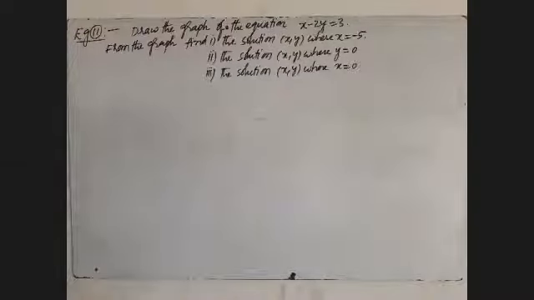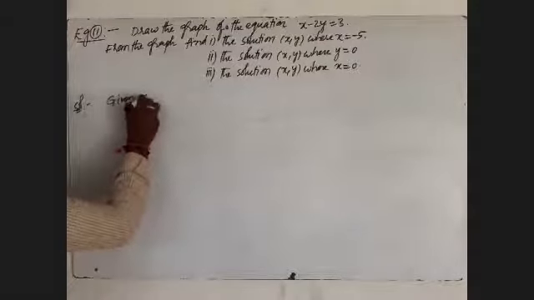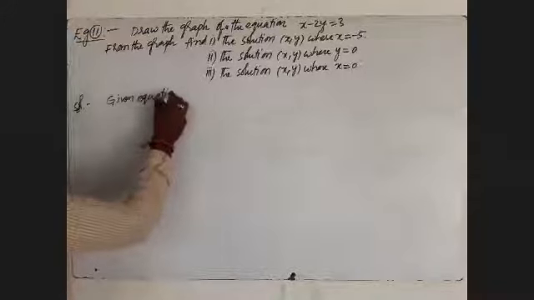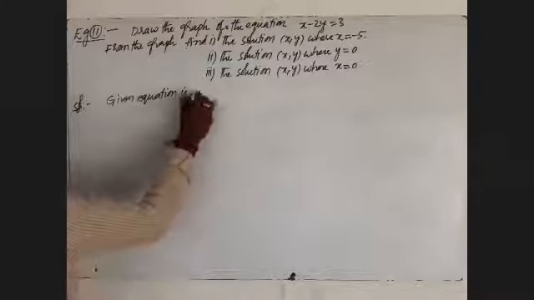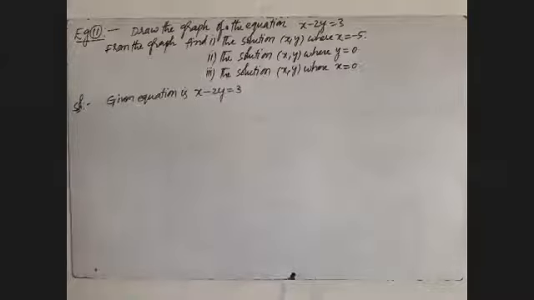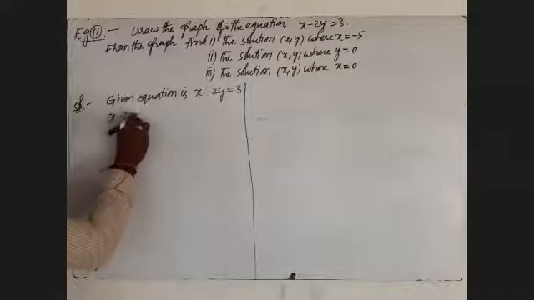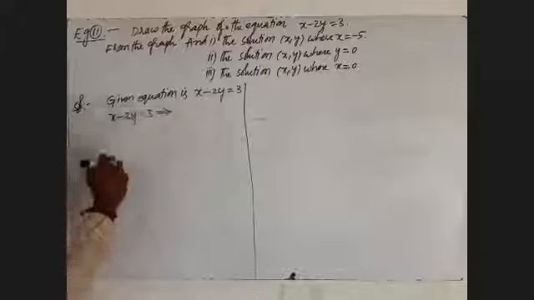Okay? We will observe in this one. First, we will take the given linear equation. First, we will write the given equation: x minus 2y is equal to 3. We will observe in this one. How do we rewrite this given equation? I take x minus 2y is equal to 3.